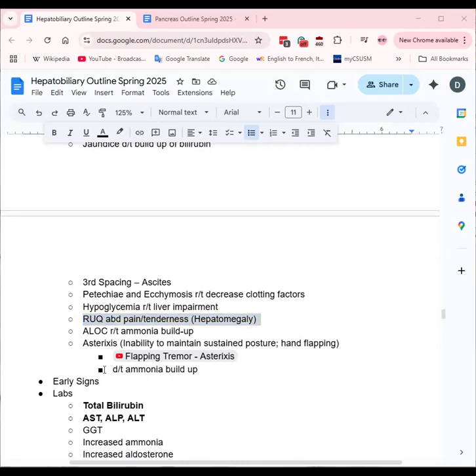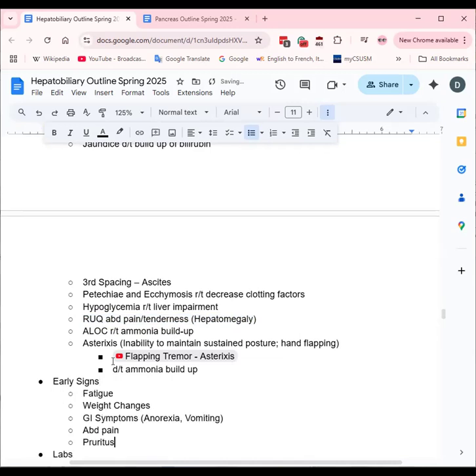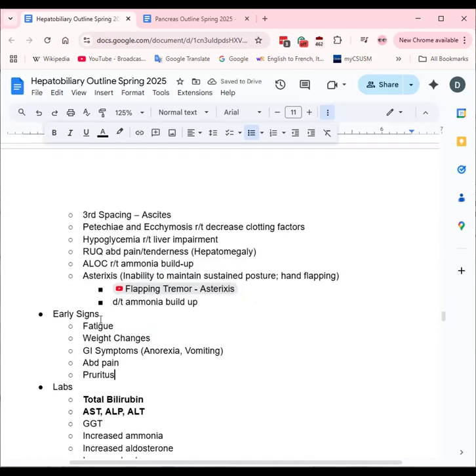Some of the early signs are pretty vague, so we're just gonna post it here. You have fatigue, because remember it can cause iron deficiency anemia, so that can lead to fatigue. Changes in your weight because of fluid buildup. Liver is involved in GI, so things like nausea, vomiting, lack of appetite. We mentioned abdominal pain here with the hepatomegaly, and then pruritus is itchiness. I believe that itchiness is due to things building up in your blood, and I think the bilirubin buildup can cause you to be itchy as well.